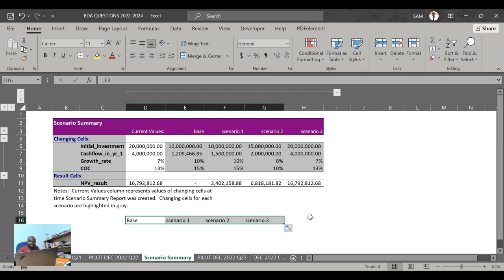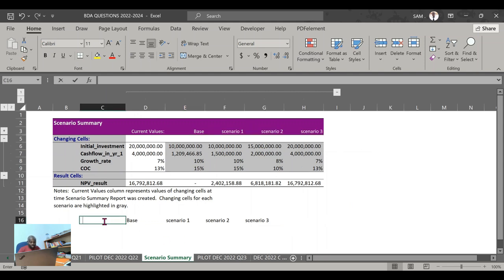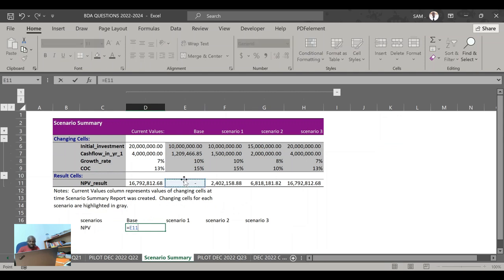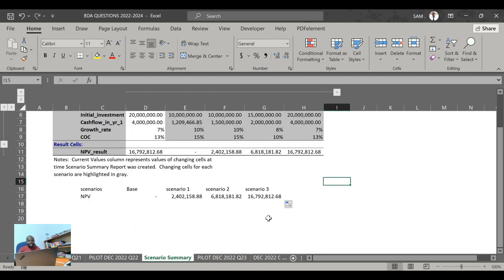And I want to pick it up to scenario number 3 because those are the scenarios we have there. Then I want to pick, so this is scenarios. Then I also want to pick the NPVs. So the NPV under best case scenario was that one, and we pick the NPVs for all of them up to scenario number 3 like that. So these are the scenarios and then the NPVs.